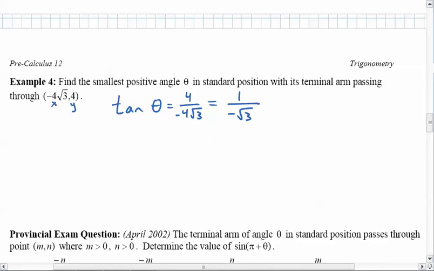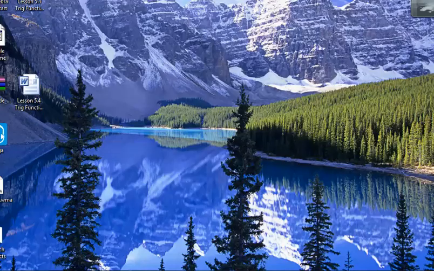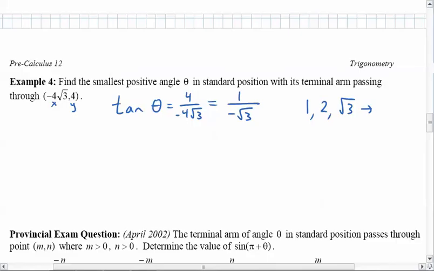Does this give you any goosebumps? It's the 1, 2, 3 triangle. What's the angle that goes with that triangle? That's the 30-60 triangle. So now I can draw that quite confidently. There's two possibilities, actually.